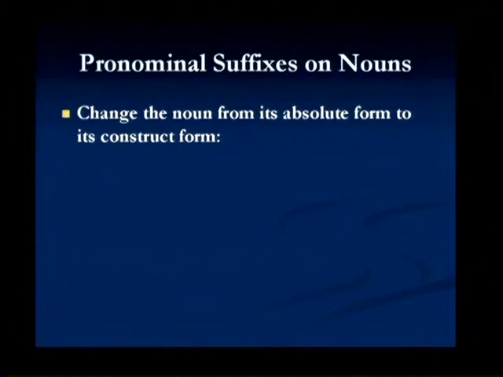We change the absolute form of the noun, like the word davar, word, matter, or affair, to its construct form. In sus, the word for horse, there's no change because you have a characteristically long vowel that will not change at any time. But if you change it to susa in the feminine, a mare, then we have to go to the construct susath, and we'll add the pronominal suffixes to the construct form.